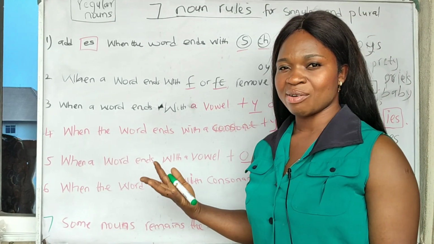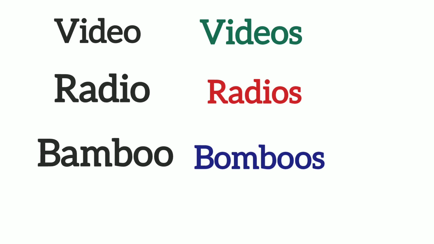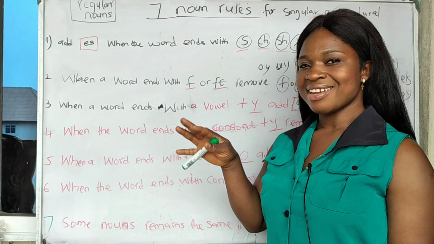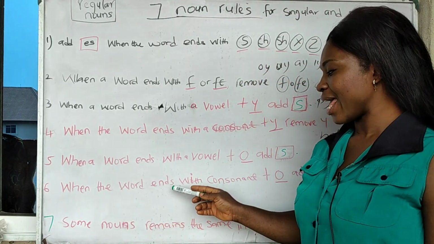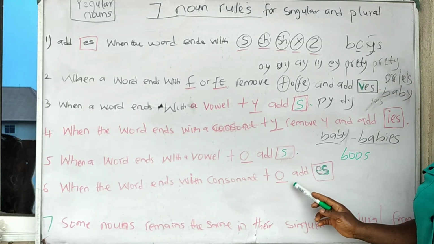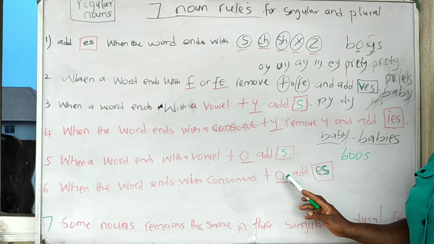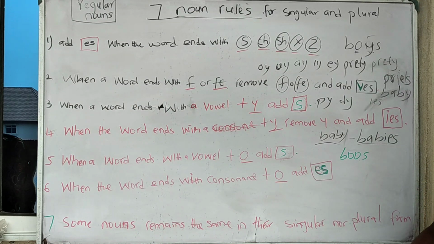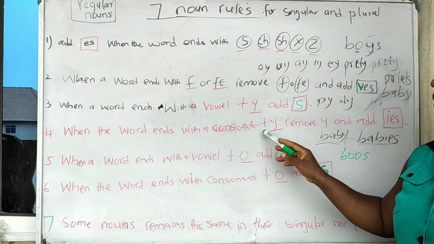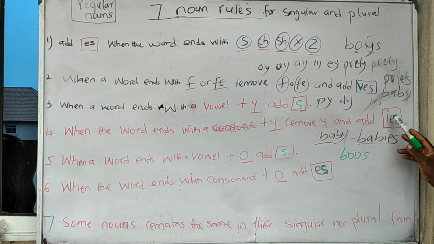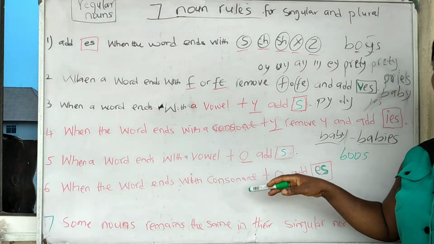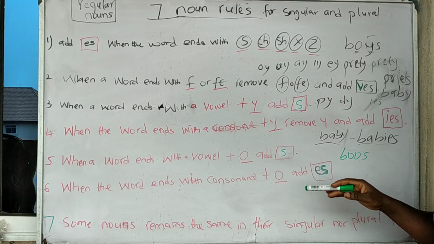So let's see this following example to support what we are talking about. And we have video, videos, radio, radios, bamboo, bamboos. Now rule number 6. When the word ends with consonant plus O, add ES. When the word ends with consonant plus O, add ES. Now this, when the word ends with a consonant plus Y, remove the Y and add IES. But when it ends with a consonant plus O, just add ES.